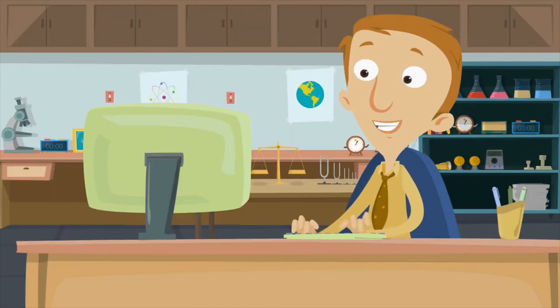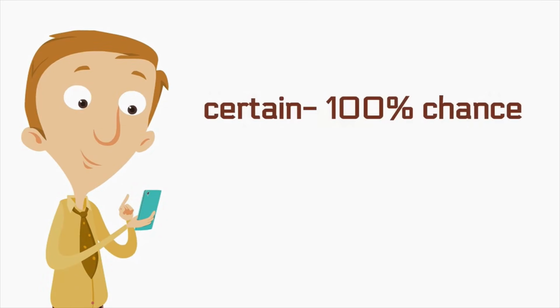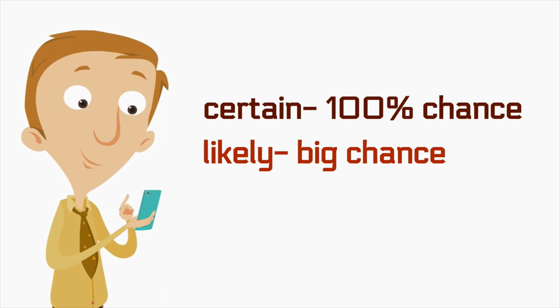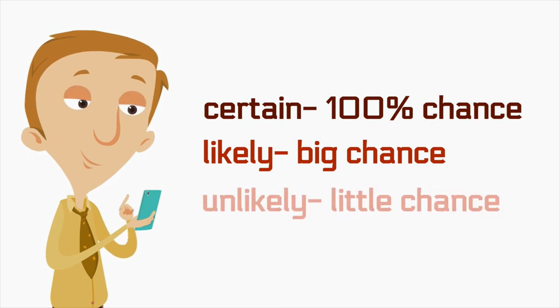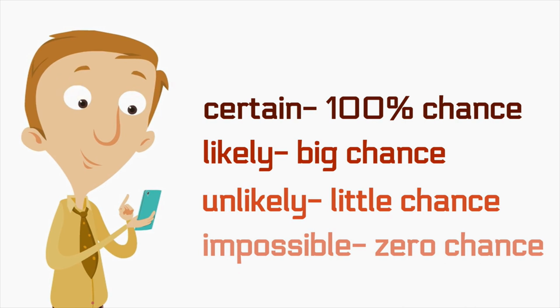There are words we use to describe the probability of an event. There's certain, that means you have a 100% chance. It will happen for sure. There's likely, that means you have a big chance. There's a big chance it will happen. Then there's unlikely. That means there's a little chance of it happening. And lastly, the term impossible, meaning zero chance. Just like there was zero chance of me getting a green balloon at the store that day.